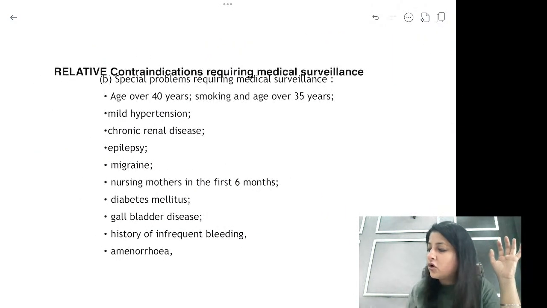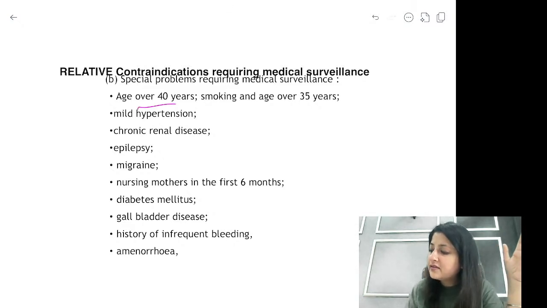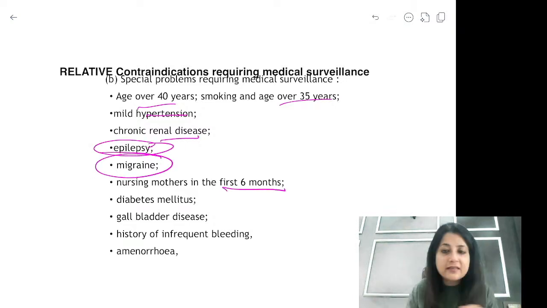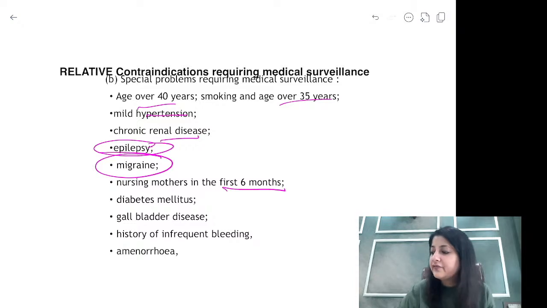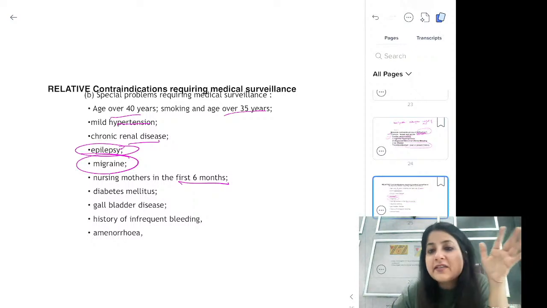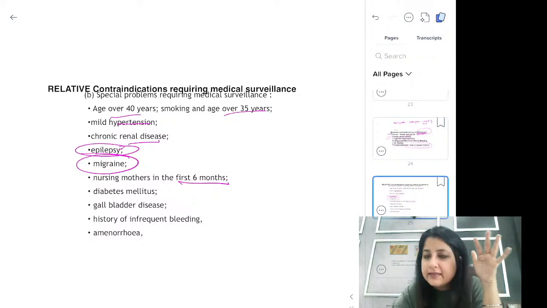These are all the relative contraindications. We've discussed this in RRs and LRRs also. Age over 40 years, smoking over 35 years, mild hypertension, renal disease. Renal disease is relative. Liver disease, absolute. Epilepsy, migraine, can you see? Nursing mothers in the first 6 months, never give, because OCP interferes with your lactation. In non-breastfeeding women, you can still start OCP after 21 days. But in a breastfeeding woman, you should never give OCP.